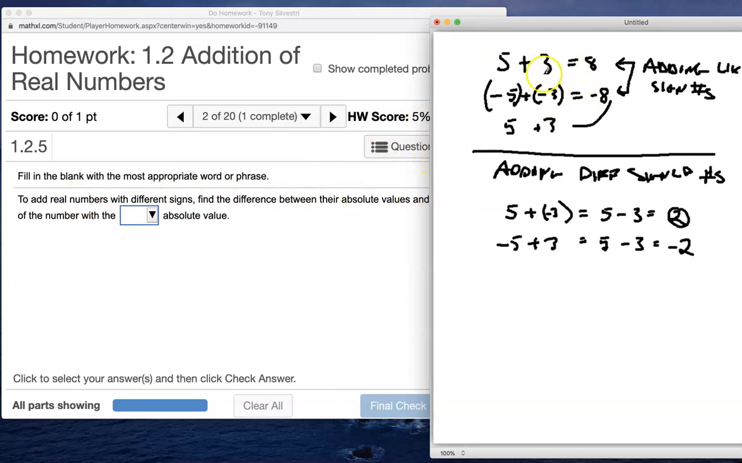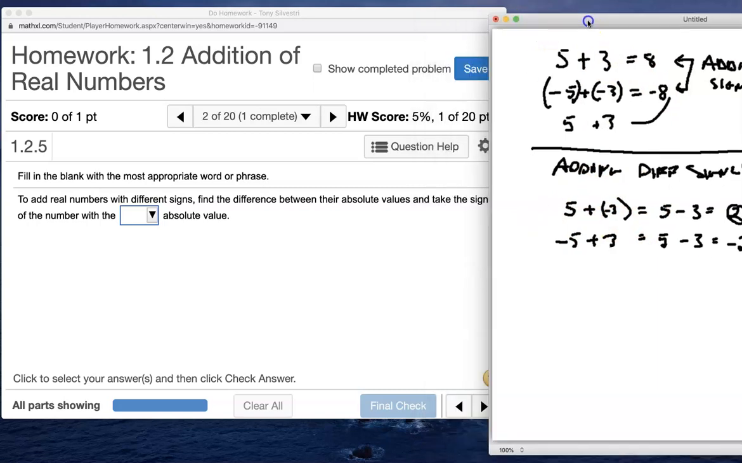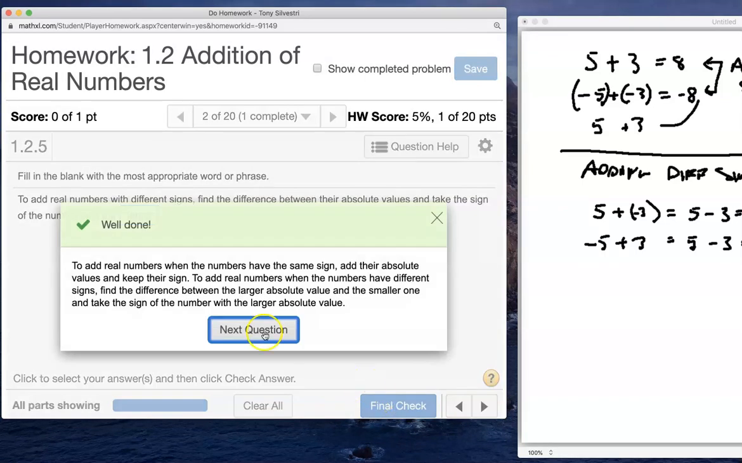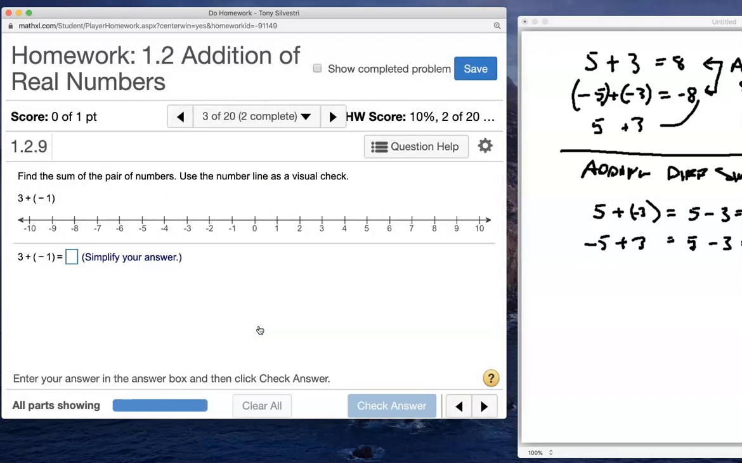To add real numbers with different signs, which is the second scenario I talked about here, find the difference between their absolute values, which I did, and take the sign of the number with the larger absolute value. Nice. Very good. Okay. Now, what they want you to do is use the number line to add these.